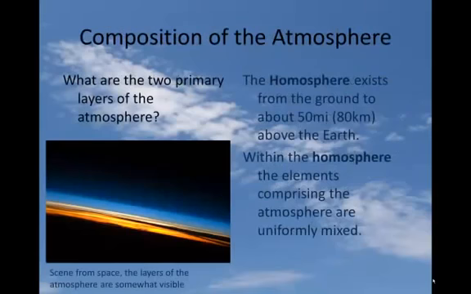There are two primary layers of the atmosphere. There's the homosphere, which exists from the ground to about 50 miles above the Earth's surface, or about 80 kilometers. Within the homosphere, the elements which comprise the atmosphere are uniformly mixed. We tend to think of our atmosphere as dynamic, this constantly changing chemical mix of atmospheric molecules. And the reality is that the homosphere where we live is generally uniform. The atmospheric chemicals and molecules are generally uniformly mixed.